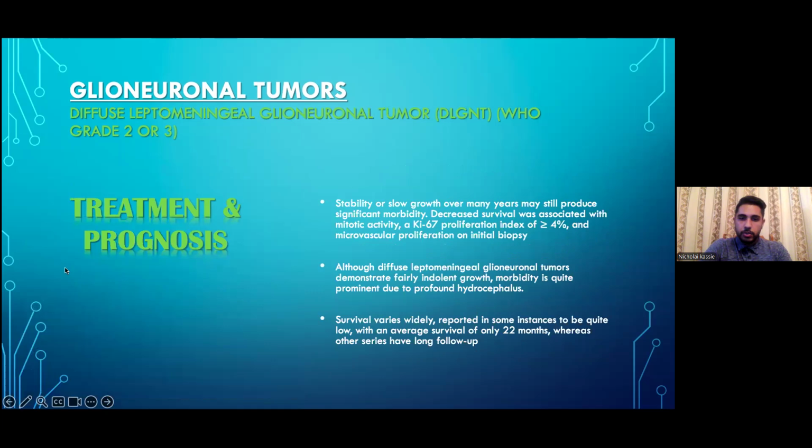In terms of treatment and prognosis, stability or slow growth over many years may still produce significant morbidity. Decreased survival was associated with mitotic activity, a Ki-67 proliferation index of greater than or equal to 4%, and microvascular proliferation on initial biopsy. Although diffuse leptomeningeal glioneuronal tumors demonstrate fairly indolent growth, morbidity is quite prominent due to profound hydrocephalus. Survival varies widely, reported in some instances to be quite low, with an average survival of only 22 months, whereas other series have no long follow-up.